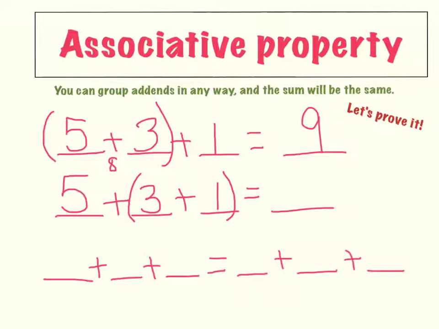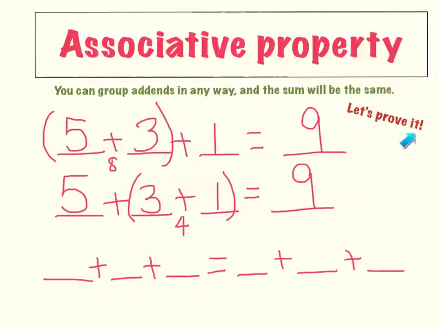Let's do this one together. 3 plus 1. Oh, I know. I'm going to note right here what it is. 3 plus 1 is 4. All right. Now I'm going to add the 5 and the 4 together. Well, 5 and 4. Oh, I know that one. It's 9. Look at that.